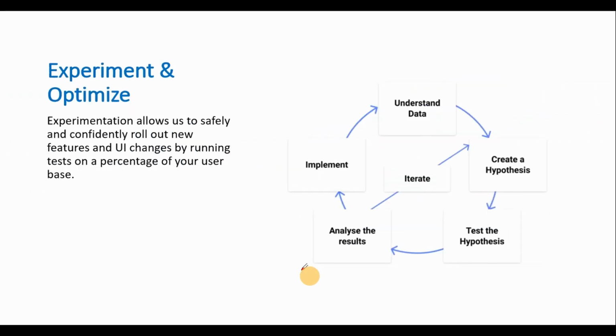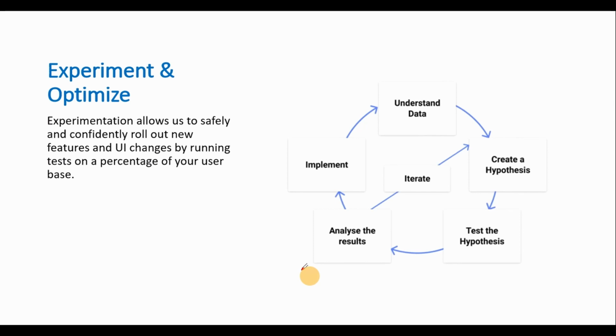And the other one, which is experiment and optimize. Experimentation allows us to safely and confidently roll out new features and UI changes by running tests on a percentage of your user base. So this is like you creating a UI, and you're setting up a new interface in a new version of the product you're trying to roll out again. So this is for you to experiment and see all of that.